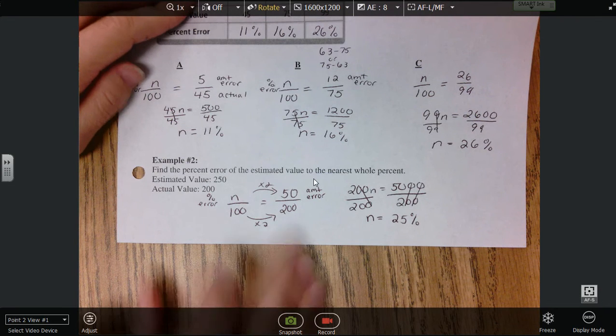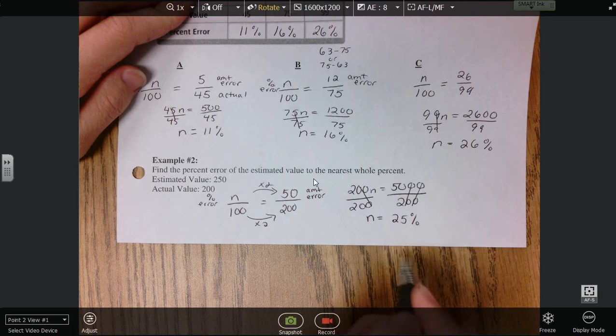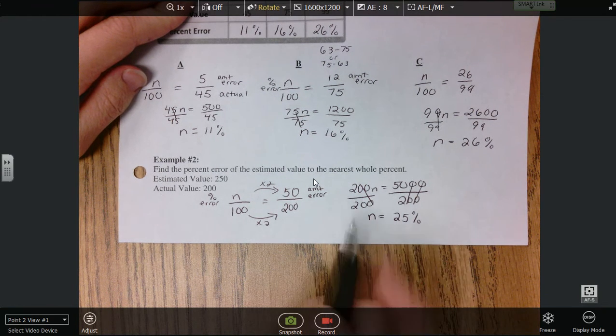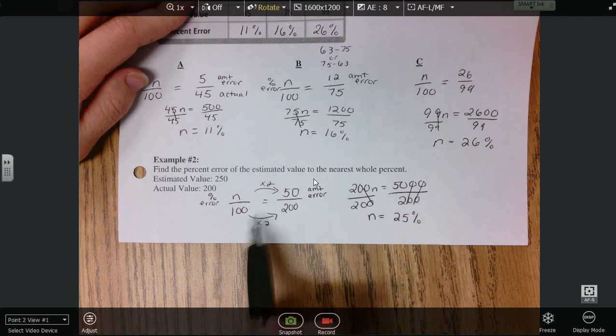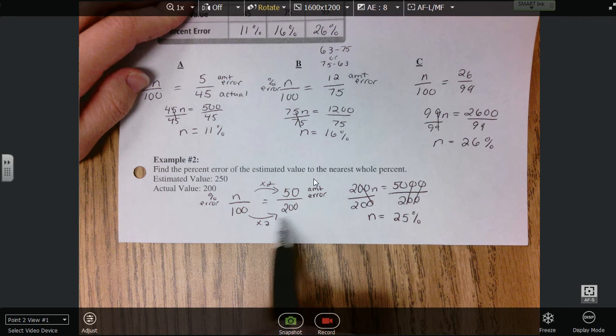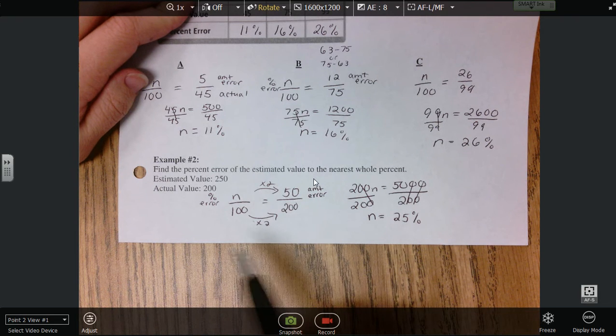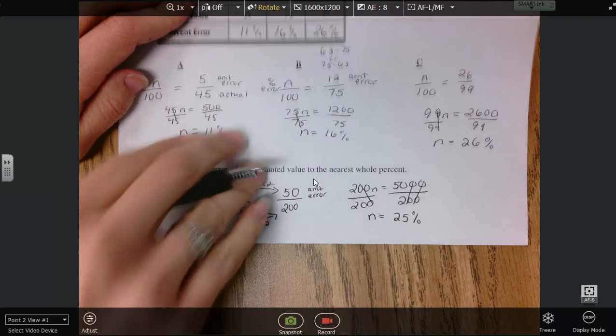Okay, so for this one, I got an answer of 25%. After I went through and did my cross multiplication, I realized, to go from 100 to 200, you also could multiply by 2, which means what times 2 will give me 50? 50 divided by 2 is 25, so you also get 25%.